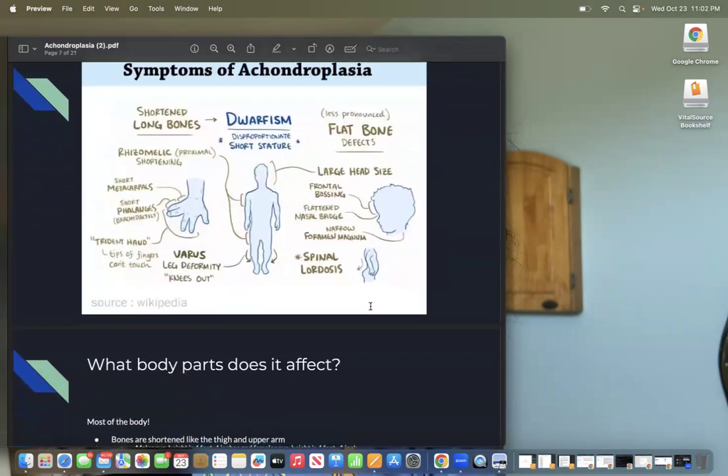So symptoms of achondroplasia include trident hands, where the ring finger and the middle finger do not touch, almost like a V. They also have a flat face, which is called frontal bossing. They have a flattened nose bridge and they may have a narrow foramen magnum, which is the narrowing of the spinal canal. They also have spinal lordosis, which is curvature of the spine.